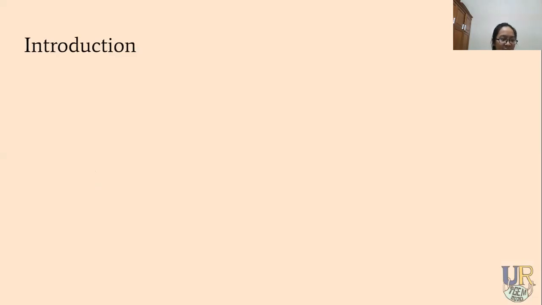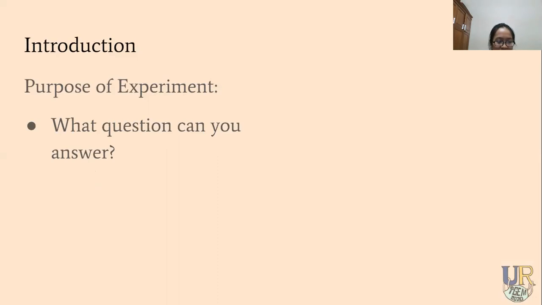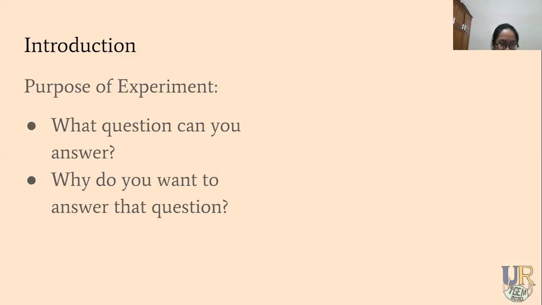The first thing you can write in your lab report is the introduction. Technically, you can start writing the introduction even before you do your experiment. The introduction tells the reader the purpose of the experiment. What questions are you trying to answer? What hypothesis are you trying to prove or disprove? You should also tell me the context of your purpose. Why do you want to answer that question?